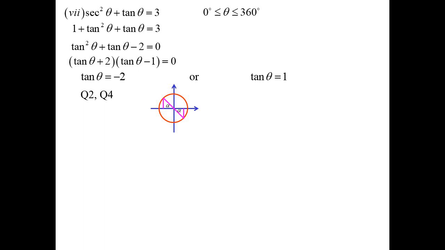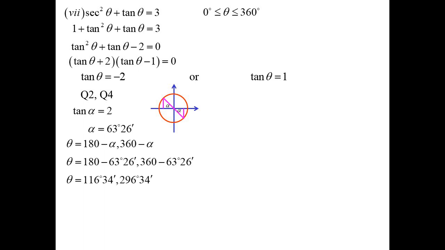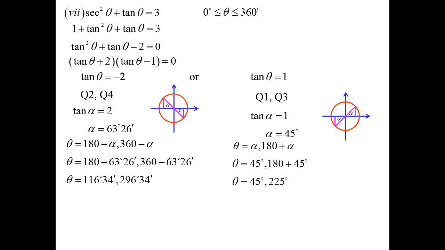The tan theta equals -2, second quadrant and fourth quadrant. Acute angle, and we have our answers. Now let's look at tan theta equals 1. That was one of our exact values, 45 degrees. Don't leave it like that. Don't make the person who's looking at your solution have to go and search for answers.